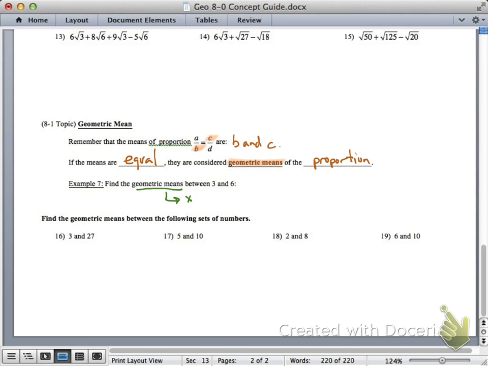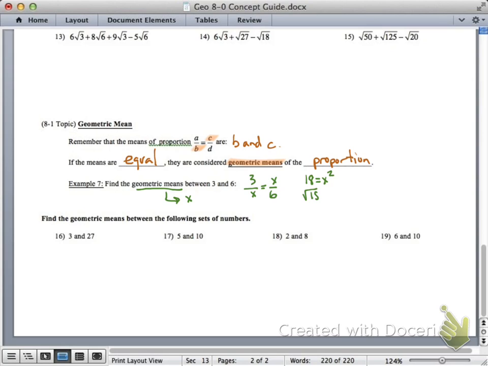This will make a lot more sense, I think, with this example. Example 7, find the geometric mean between 3 and 6. Well, if we set up a proportion with 3 and 6 being the extremes, and we set x and x as the geometric mean, where the means are the same, now we're going to solve for x. How are we going to do that? We're going to cross multiply. 3 times 6 is 18. x times x is x squared.